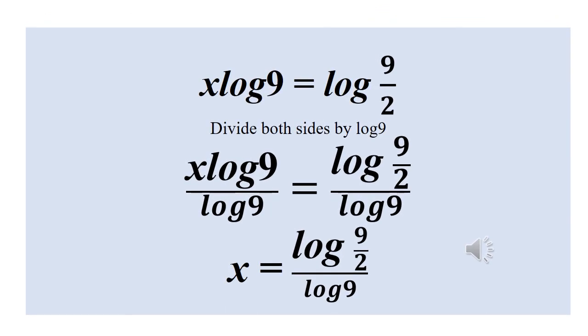So from here we can divide both sides by log 9. So we have x log 9 over log 9 equals log 9 over 2 over log 9. Log 9 cancels log 9 at the left side. We have x equals log 9 over 2 over log 9.